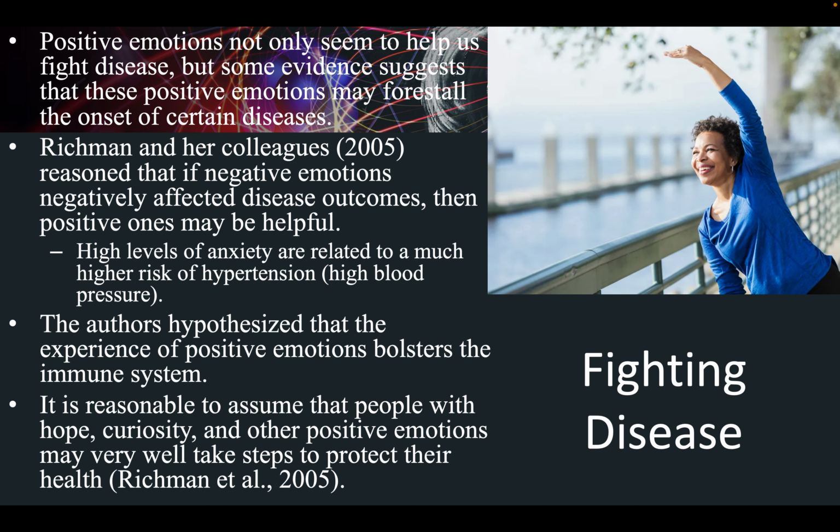Wow. Positive emotions not only seem to help us fight disease, but some evidence suggests that these positive emotions may forestall the onset of certain diseases. Richmond and her colleagues in 2005 reasoned that if negative emotions negatively affected disease outcomes, then positive ones may be helpful. High levels of anxiety are related to a much higher risk of hypertension. That's another name for high blood pressure. The authors hypothesized that the experience of positive emotions bolsters the immune system. It is reasonable to assume that people with hope, curiosity, and other positive emotions may very well take steps to protect their health.